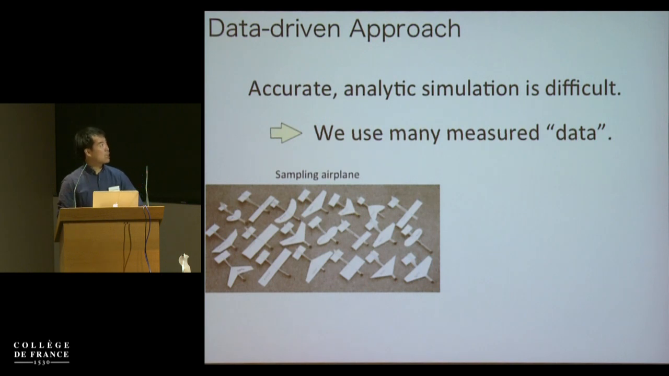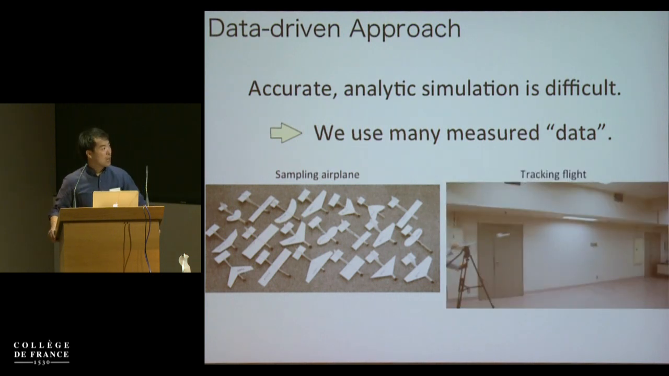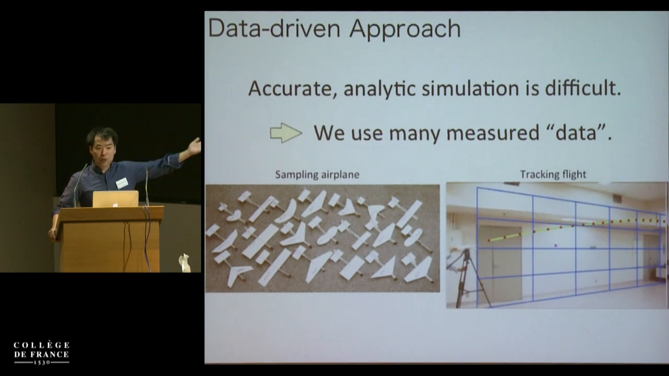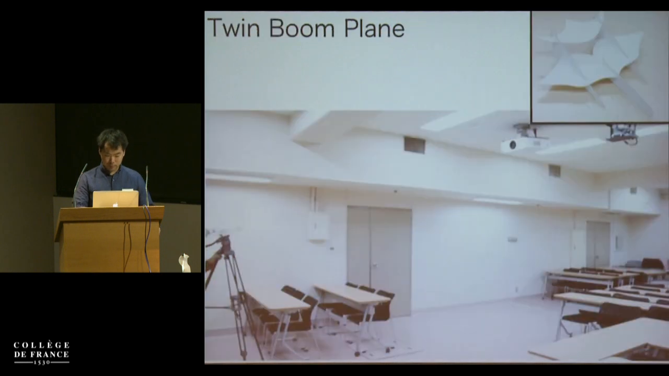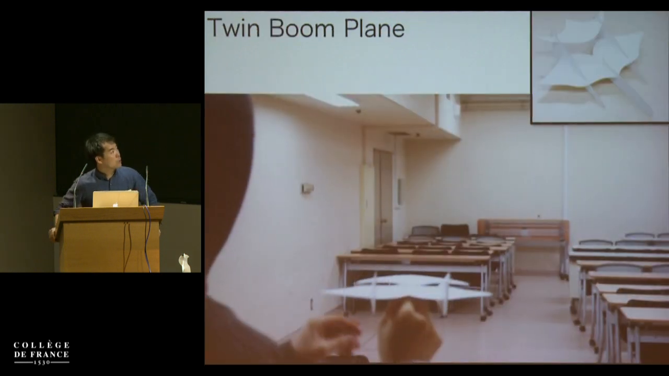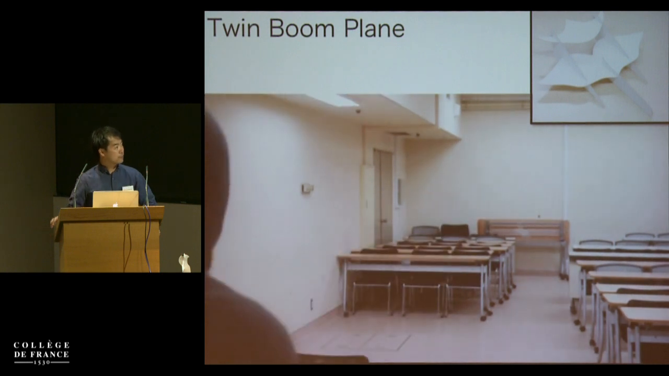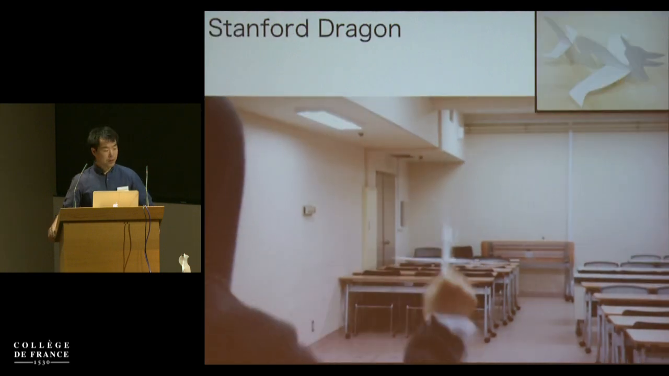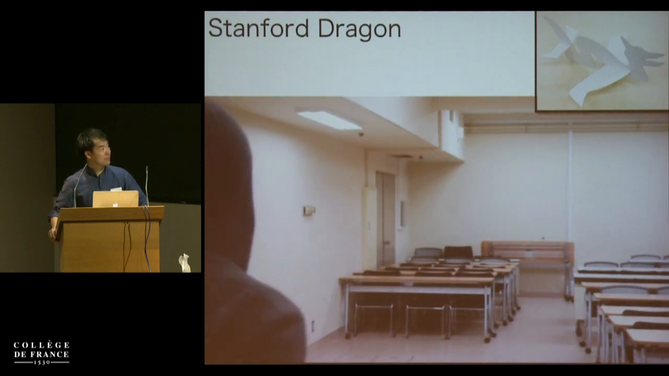What we did is we built 20 different airplane designs, and we flew them a lot, like 100 times in total, and then collected the flight trajectories and applied machine learning. What shape of wing results in what flight trajectory? And with this data, we can handle any kind of freeform wing shape. And here is more example with a twin boom airplane. And this is a Stanford Dragon airplane.